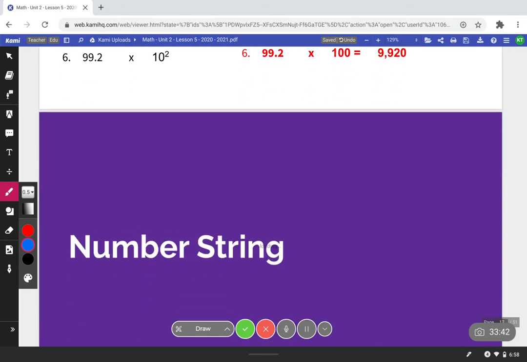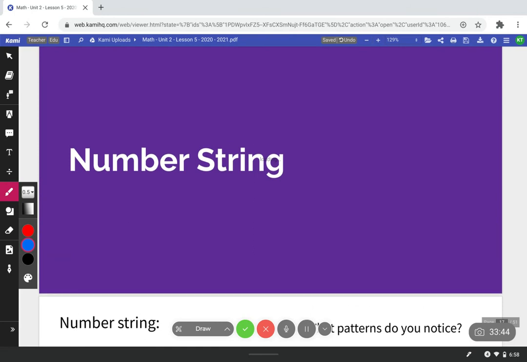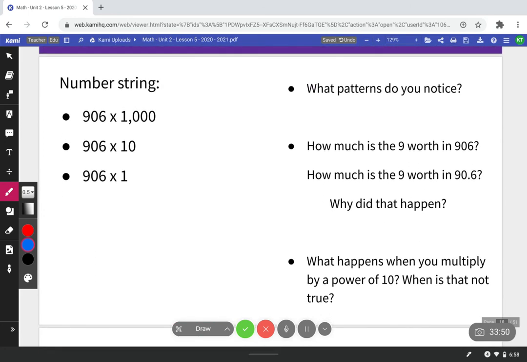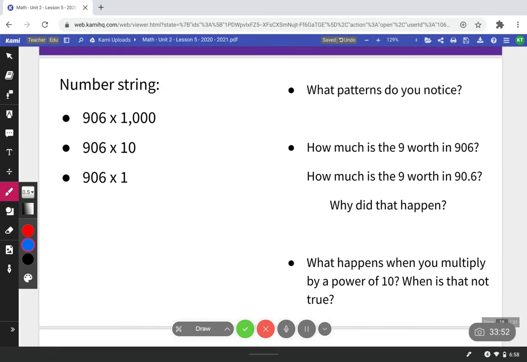All right, good job, y'all. So let's look at a number string and see if we notice any patterns. Okay, so I have 906 times 1,000. Then I have 906 times 10. Then I have 906 times 1.